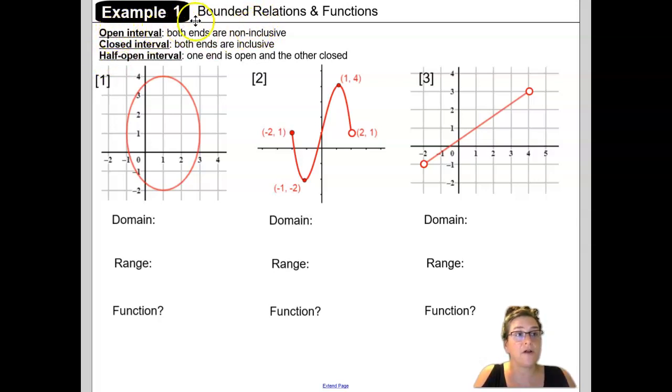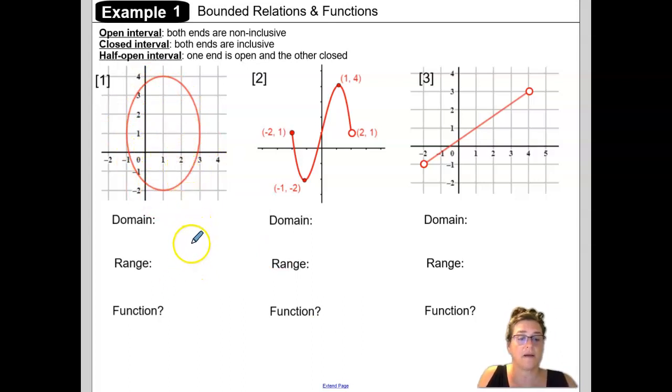An open interval occurs when both ends are non-inclusive. We'd have parentheses on both ends. A closed interval occurs when both ends are inclusive, so we'd use brackets in that situation. Half-open intervals have one end open and the other closed, so we'd have one parentheses and a bracket in that interval situation.